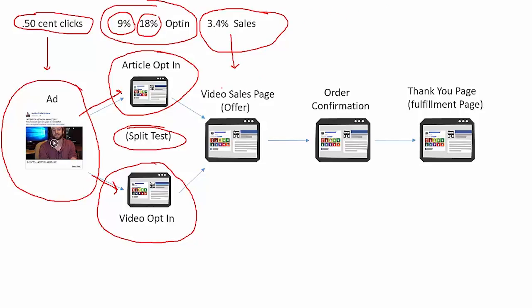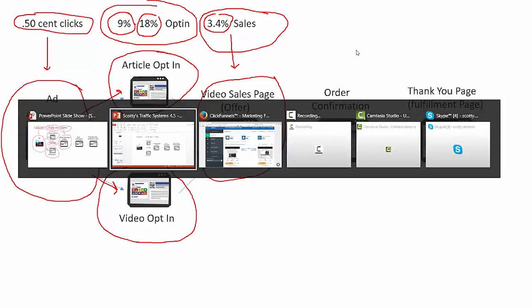And basically what happens after they opt in, this is a video sales page. So when they opt in for more information, it's going to show them some more content in terms of video, and then of course there is an offer in there. About 3.4% of people are taking advantage of that offer. So that's how that breaks down.